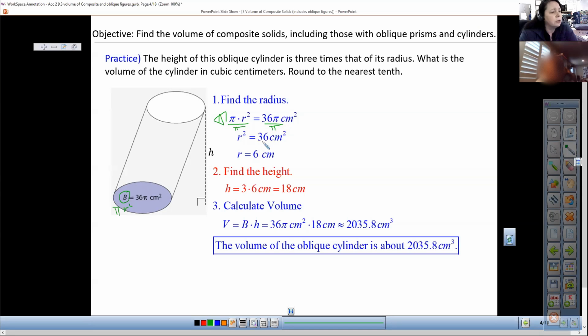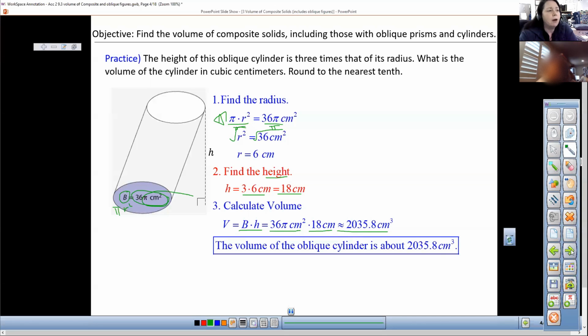giving us r squared equals 36 square centimeters. Then we square root each of those, giving us an r, or radius, value of 6 centimeters. So now our height becomes 3 times that 6 centimeters, which is 18 centimeters. Then our volume of base area times height becomes our original B for best practice, 36 pi centimeters squared times our height of 18 centimeters, and then rounding to the nearest tenth, we get about 2,035.8 cubic centimeters.